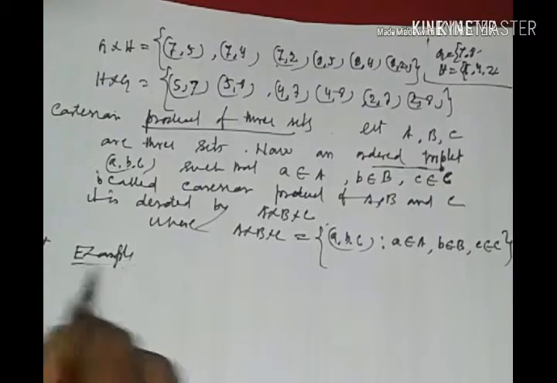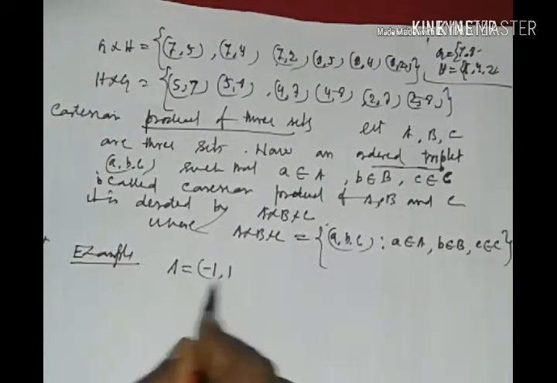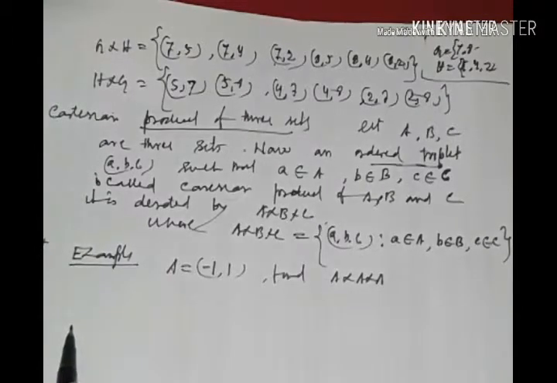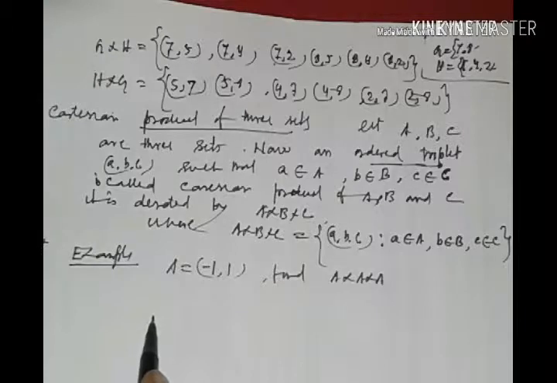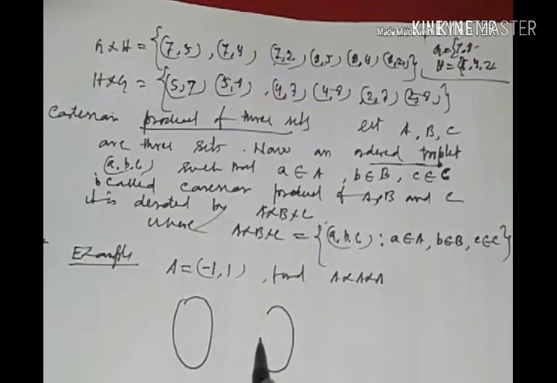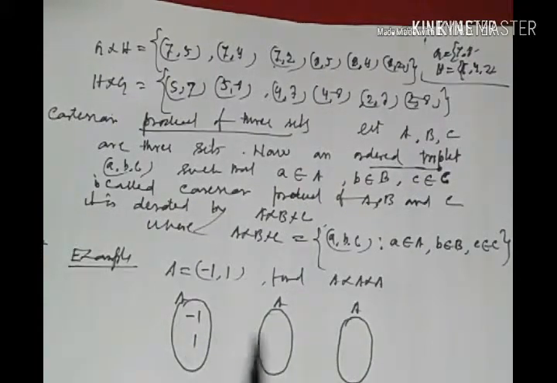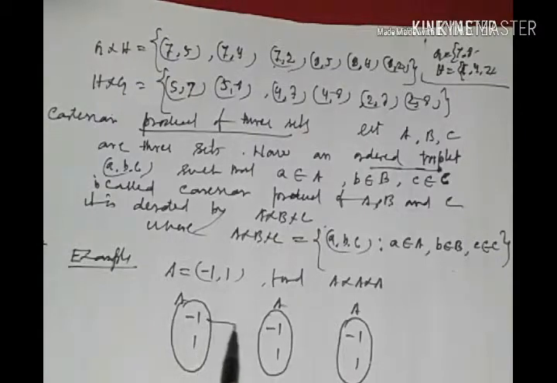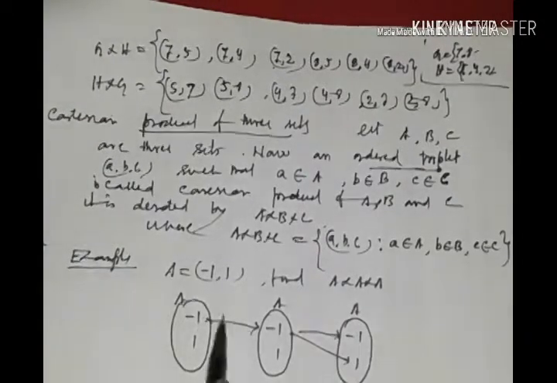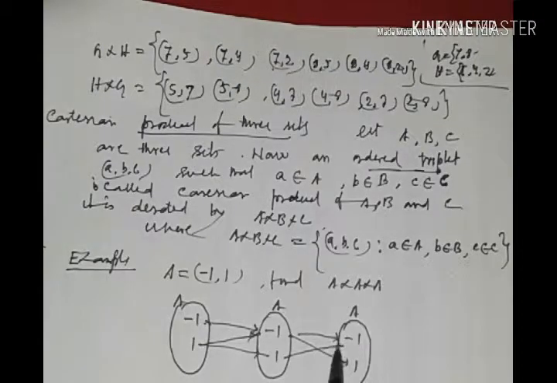Example: A is equal to {-1, 1}. Find A × A × A. We can solve easily with the help of a diagram. So we first draw the diagram. That is set A, this is also A, this is also A. Elements -1, 1 in each, with arrows from each element.